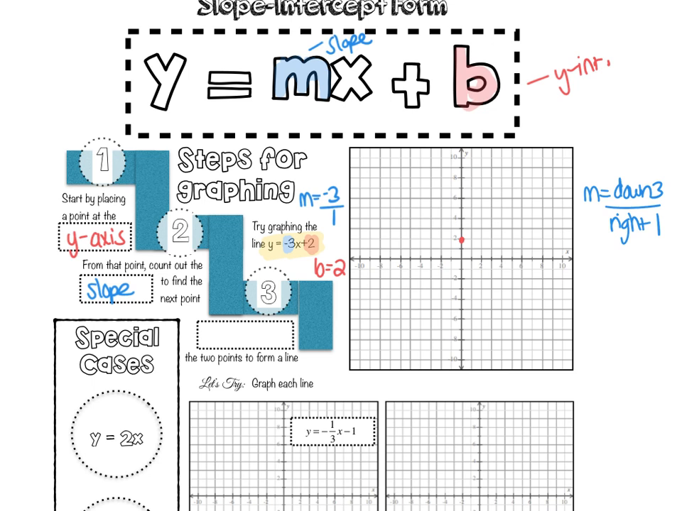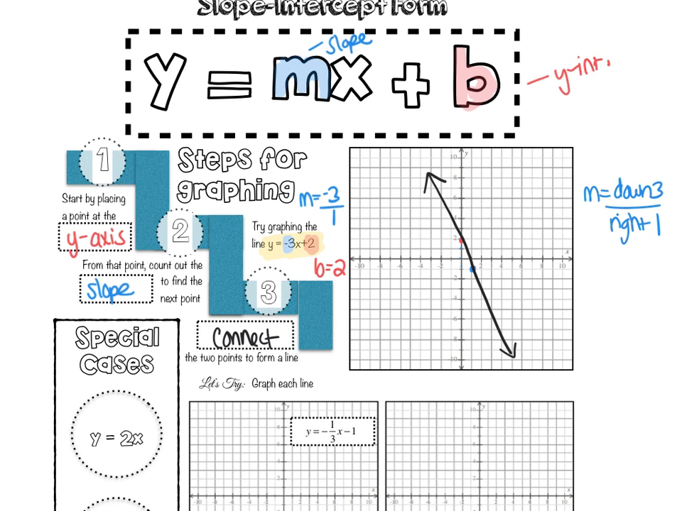So from this 2 value, I'm going to go down 1, 2, 3 notches, and I'm going to go right 1 notch, and I'm going to plot my second point. Then your last step in graphing a line is to connect the 2 points to form a line. So if I connect those 2 points to form a line, I now have my equation of a line, and I have now graphed my line.